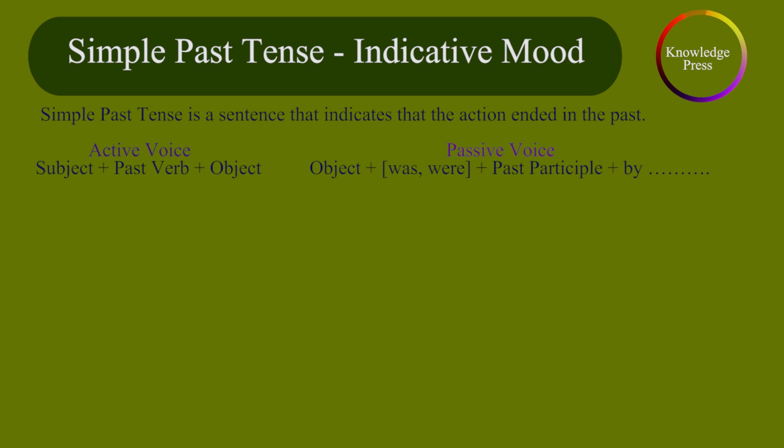Simple past tense, indicative mood. Simple past tense is a sentence that indicates that the action ended in the past. Now see the active voice: subject plus past verb plus object. And passive voice: object plus was verb plus past participle plus by.